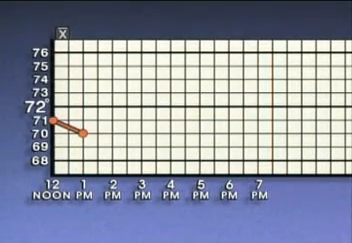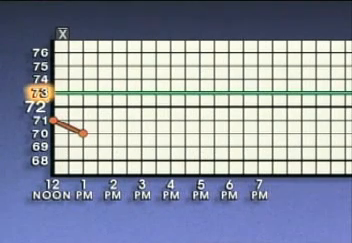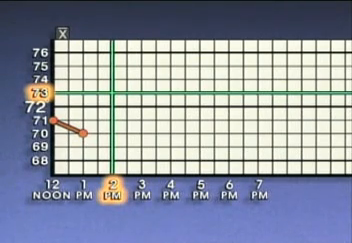Once the X-bar value has been calculated, it can be plotted on the chart. First, find 73 on the y-axis and draw an imaginary line perpendicular to the y-axis at that point. Then find the appropriate time value on the x-axis. We'll say that the readings were taken at 2 p.m.